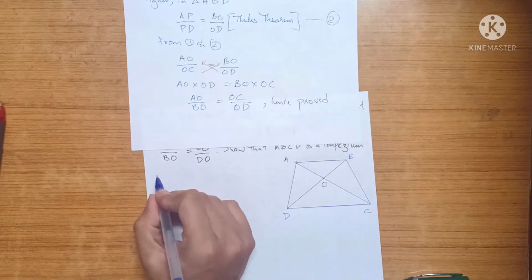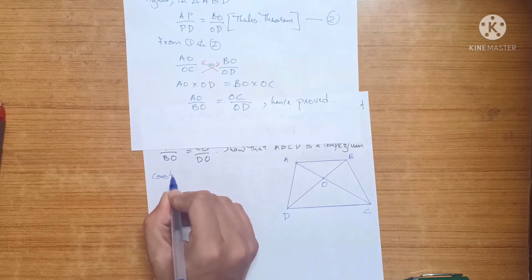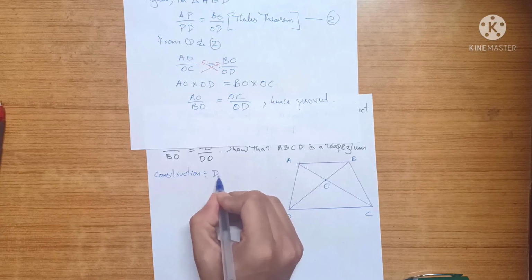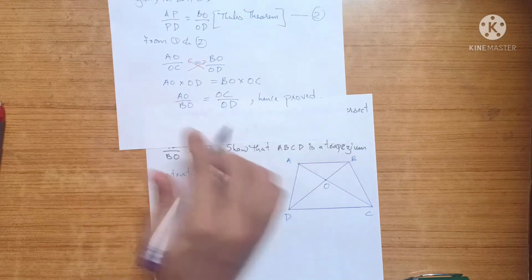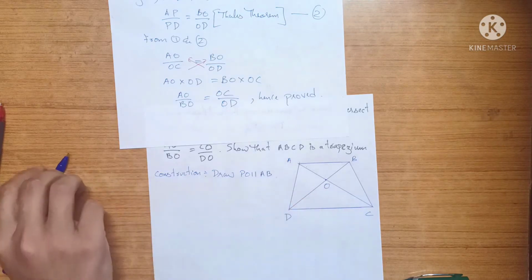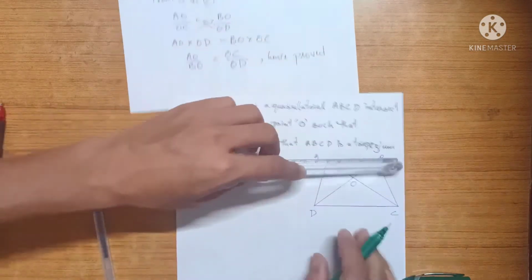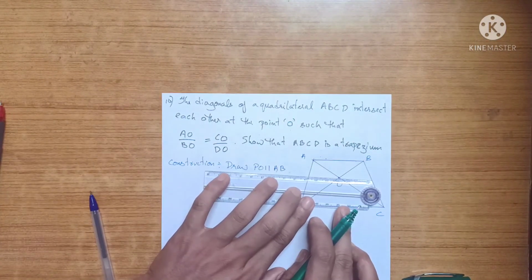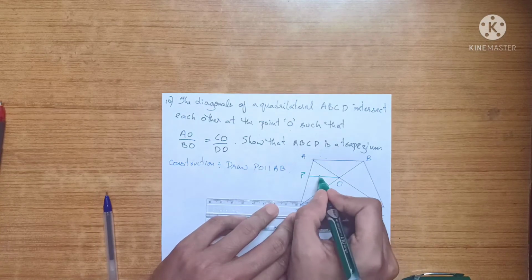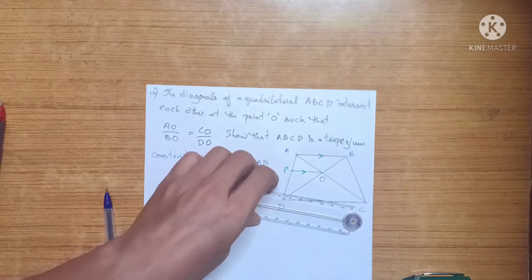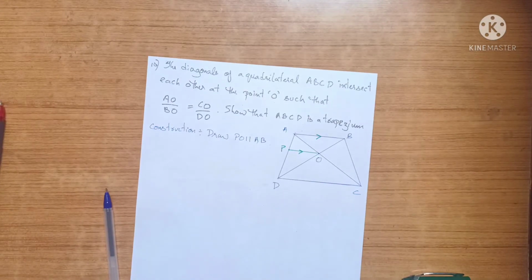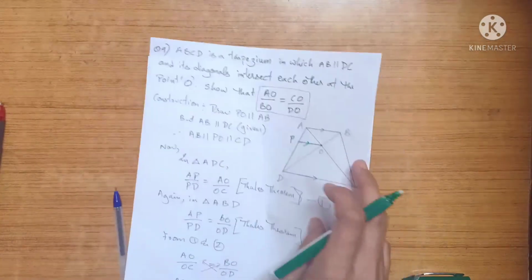But before that, we'll have to do a construction. Same construction only, don't worry. Construction: draw PO parallel to AB. So we're drawing PO parallel to AB.